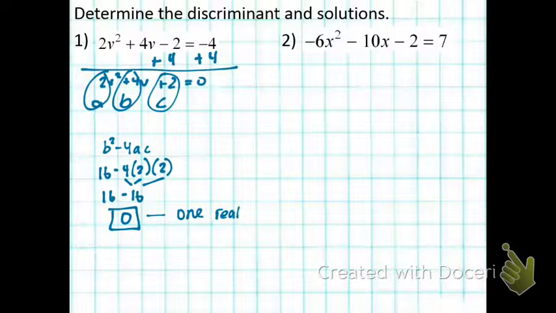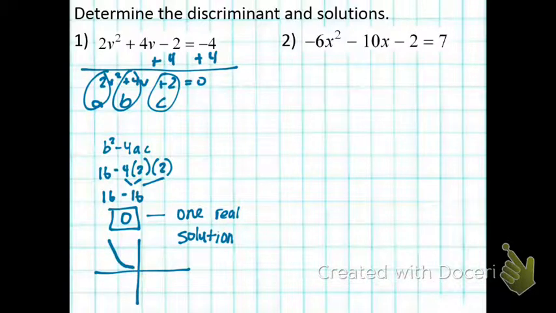And what this means is if we're going to graph this, which we're going to look at tomorrow, the graph will only touch the x-axis once. It'll look something like this. Or it just touches the x-axis once. Okay, it won't cross over, but it does touch once over here.